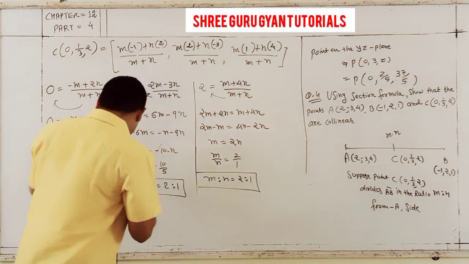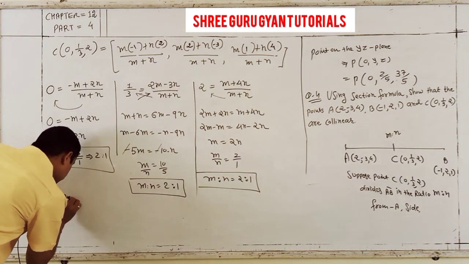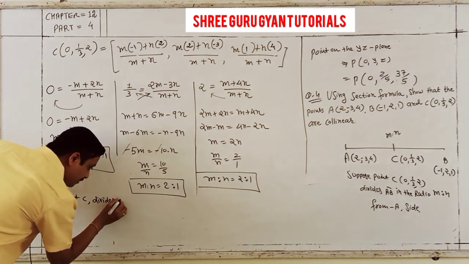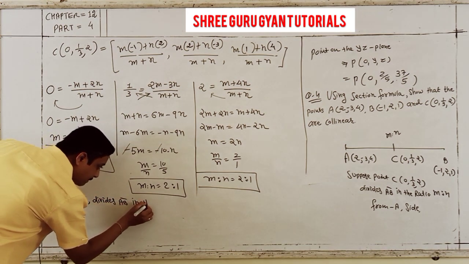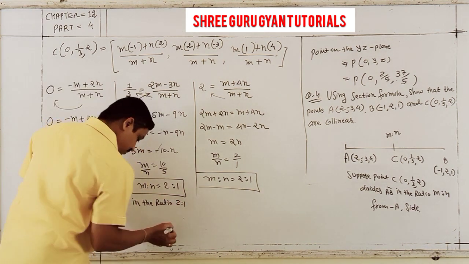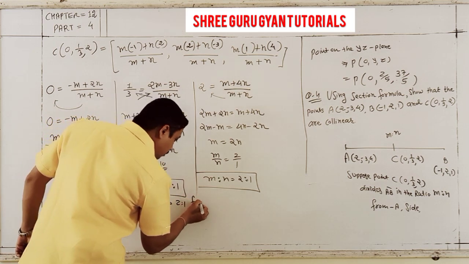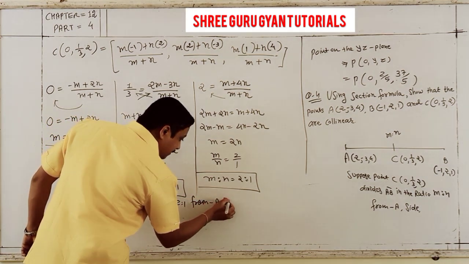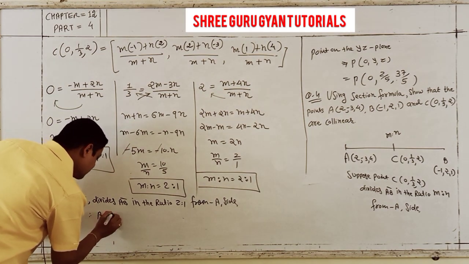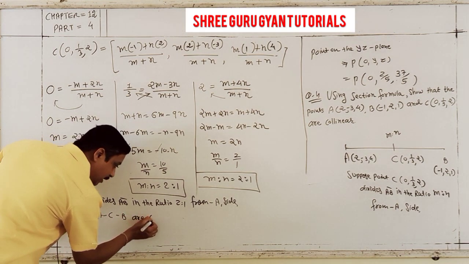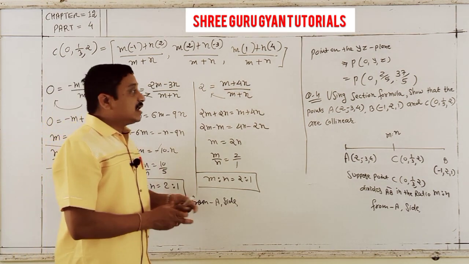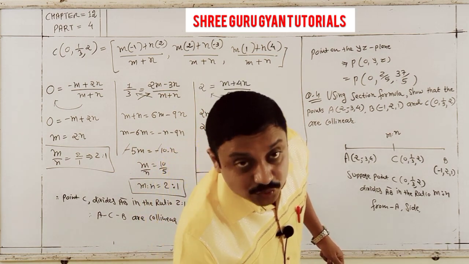So, students, here we write: point C divides AB in the ratio 2 to 1 from the A side. Therefore we can say A, C, B are collinear, and this is our final answer for this question number 4.